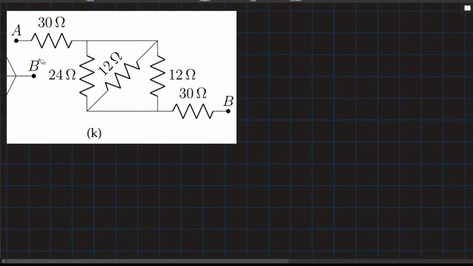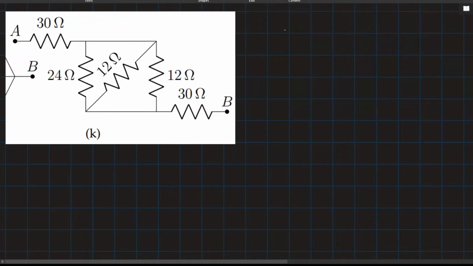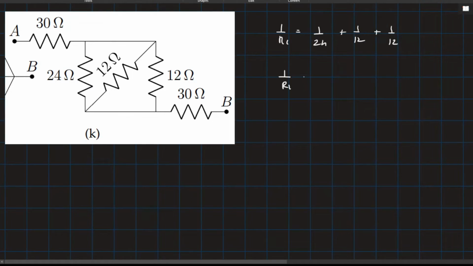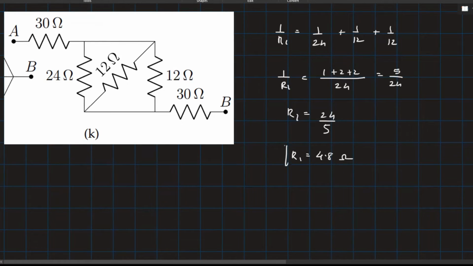This resistor combination is same as what we have done a few sums back. In that question, I told you that these three are in parallel. So now in addition to that, we have two more resistors connected to it in series. So what we will do is, we'll say 1 upon R1 as 1 upon 24. This is 12 and this is 12. So therefore the LCM is 24, 1, 2 and 2. So R1 will be equal to 24 upon 5, and this will be 4.8 ohms.